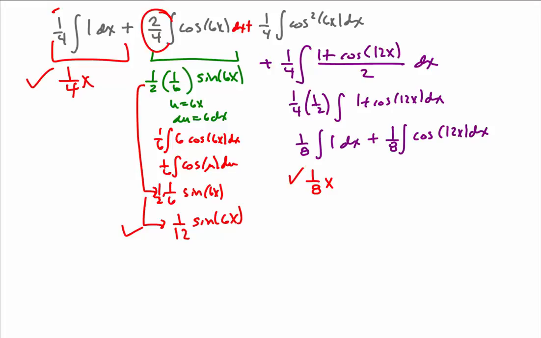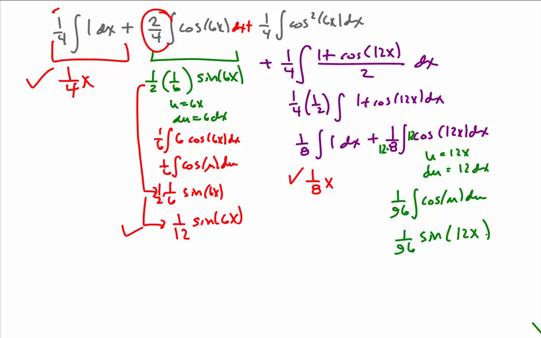And then over here, I would let u equal 12x. du is 12 dx, so I'd multiply by 12 on the inside, compensate with the 1/12 on the outside, and it looks like I have 1/96 integral cosine of u du, which of course we know from before the integral of cosine is sine of u, but u is different this time, it's 12x, so make sure we have that update. And so this is the fourth part of my solution.